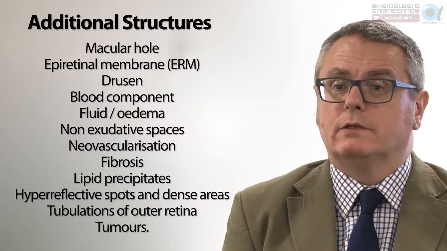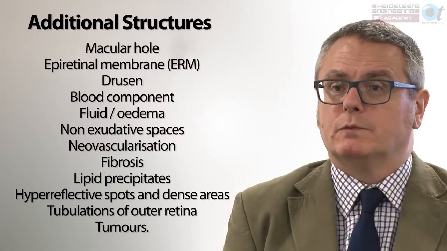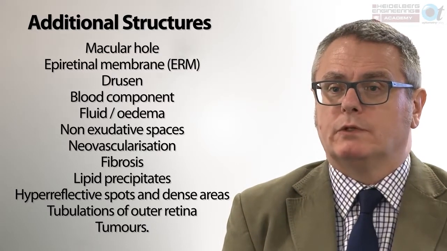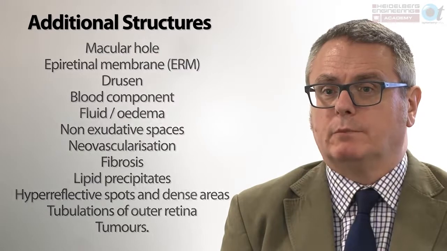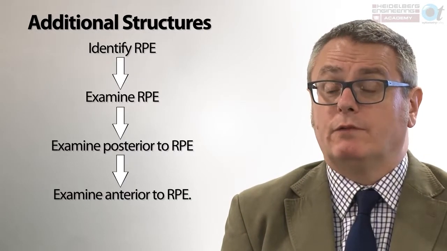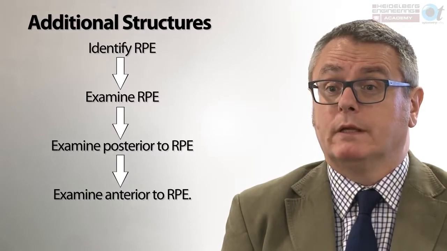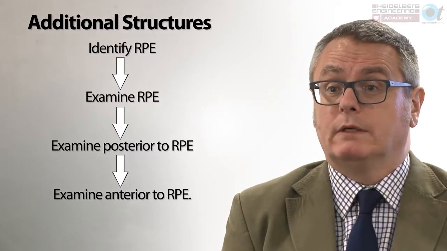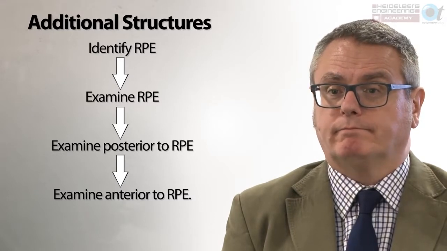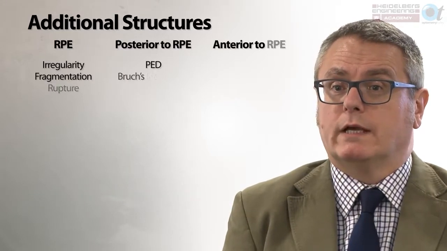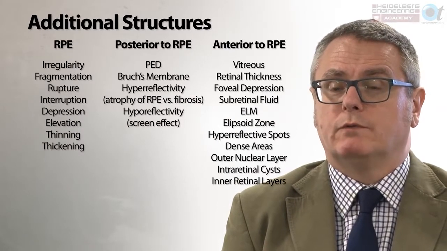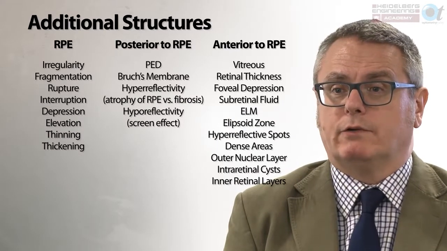We then need to comment on additional structures that may be visible within the OCT cross-section. So let's apply this procedure to a clinical example. Firstly, identify the position of the retinal pigment epithelium, examine the retinal pigment epithelium, examine posterior to it, and then anterior to it. Use our standard terminology and then comment on the structure we can visualize in a posterior and anterior location.